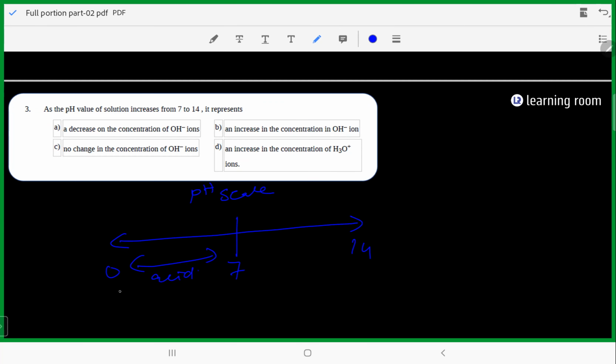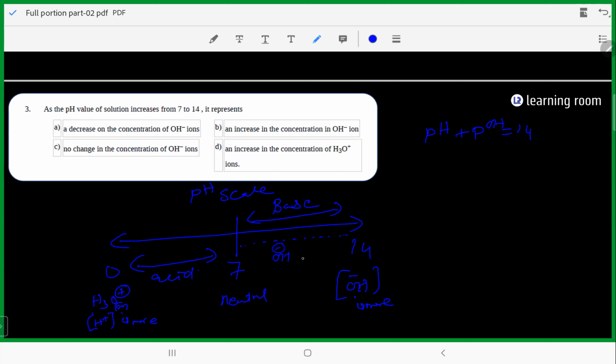So acidity decreases from 0 to 7 and the basicity increases from 7 to 14. So here H3O plus or H plus concentration is more. Here neutral. Here OH minus concentration is more. Because pH plus pOH is equal to 14. When the value increases from 7 toward 14, it means the OH minus concentration increases. So B is the answer.